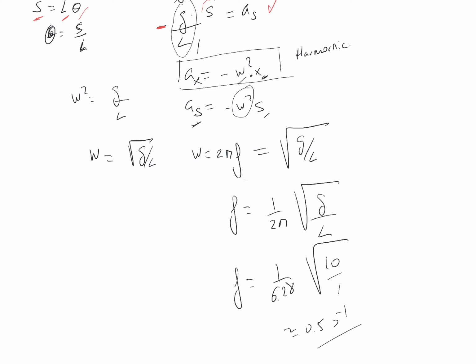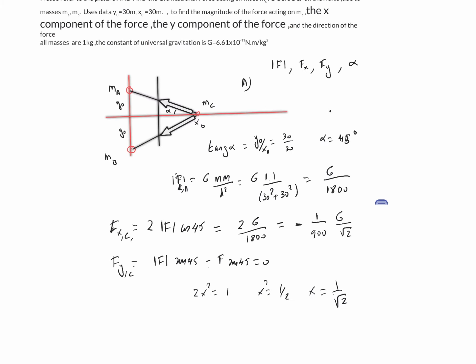Or if you calculate, 1 divided by 6.28, it is 2 pi. g is 10, divided by 1 is 10. The square root of 10 is like 3 point something. 3 divided by 6 is like 0.5. So 0.5 seconds to the minus 1. Let's go to the next problem.